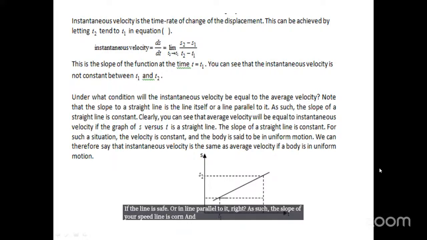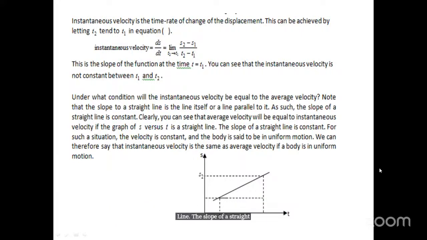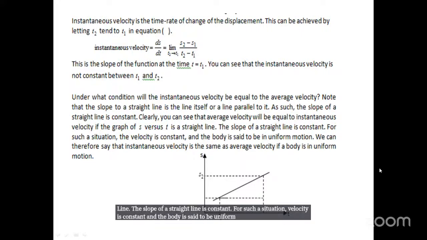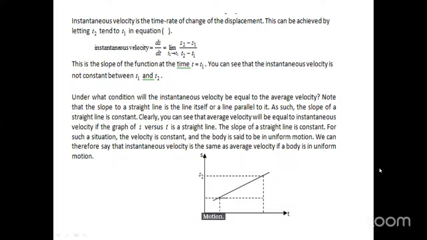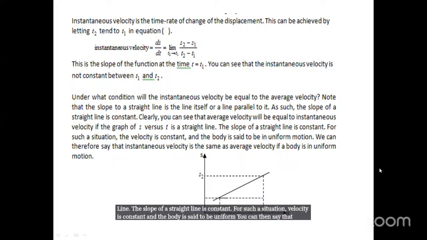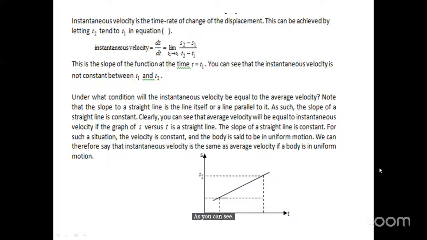Clearly, you can see that average velocity will be equal to instantaneous velocity if the graph of s versus t is a straight line. The slope of a straight line is constant. For such a situation, the velocity is constant and the body is said to be in uniform motion. We can then say that instantaneous velocity is the same as average velocity if a body is in uniform motion. As you can see, that is the graph on that page. That body is in uniform motion, and the slope of that straight line is, of course, constant.